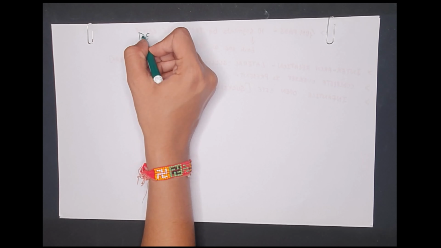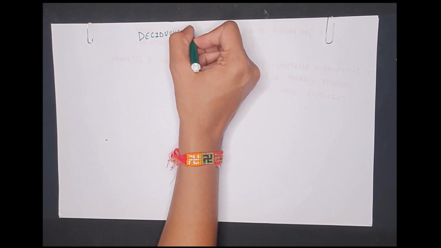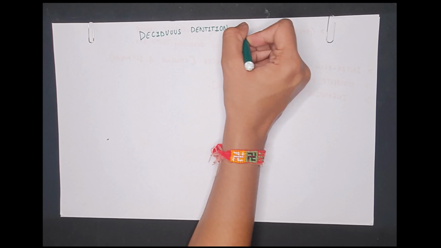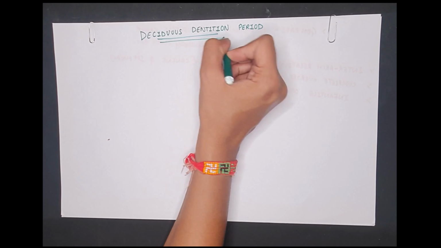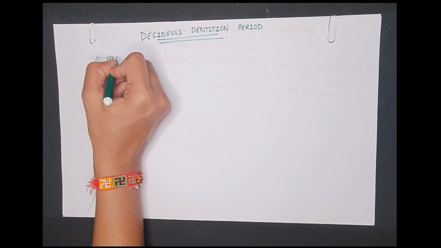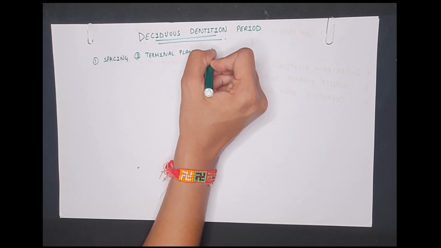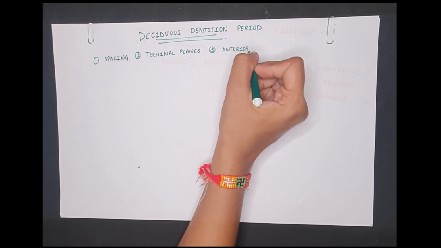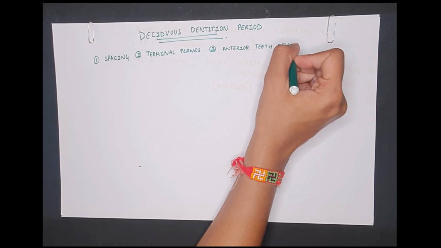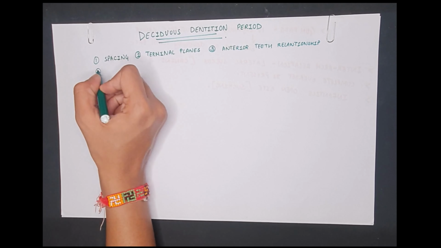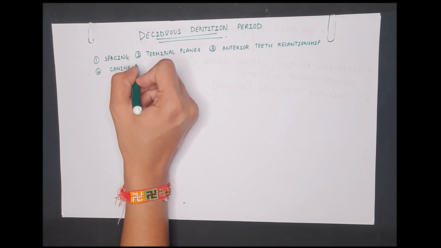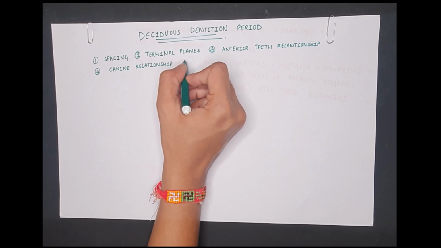Now let's start with the deciduous dentition period. The initiation of primary teeth occurs during the first 6 weeks of intrauterine life, and the first primary tooth erupts at the age of 6 months. In this, we are going to discuss a few factors like spacing, terminal planes, anterior teeth relationship, then the canine relationship and arch dimensions.